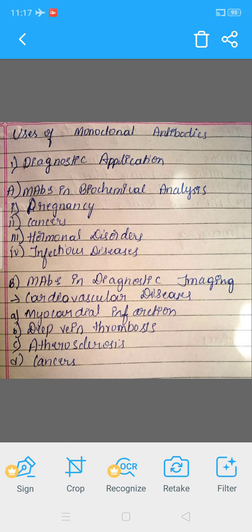For example, antigens of Neisseria gonorrhea and herpes simplex virus for the diagnosis of sexually transmitted diseases. And next one, monoclonal antibodies in diagnostic imaging.